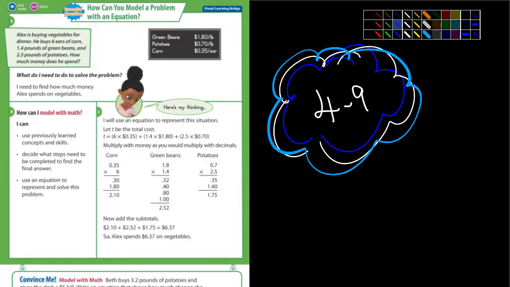Okay, 4-9, last section in chapter 4, and then we'll start some review, and then we'll have the chapter test. What is today, Tuesday? Yeah, we might have it Friday, we'll see. Play it by ear. Anyways, this is a really good first example.